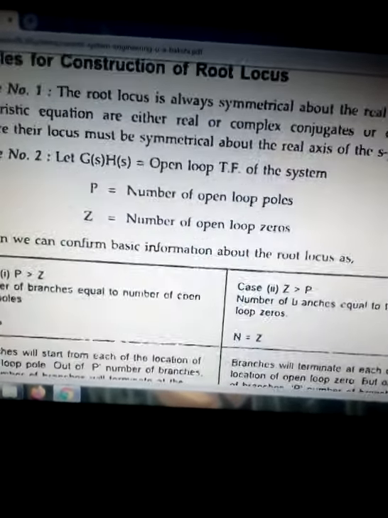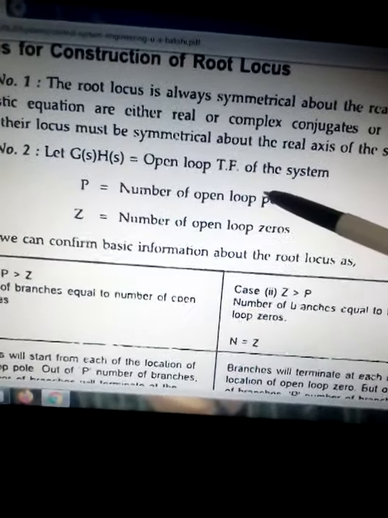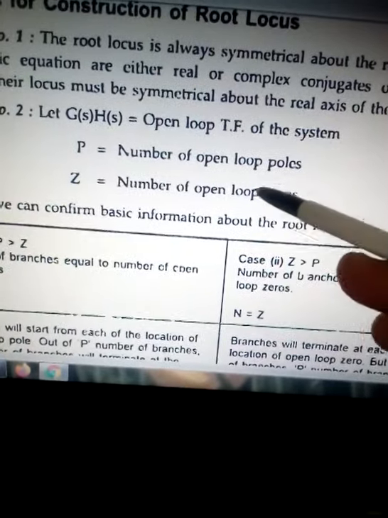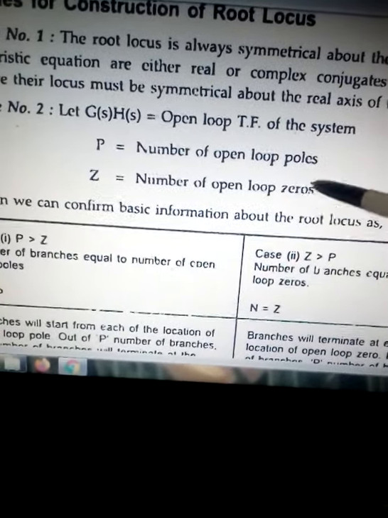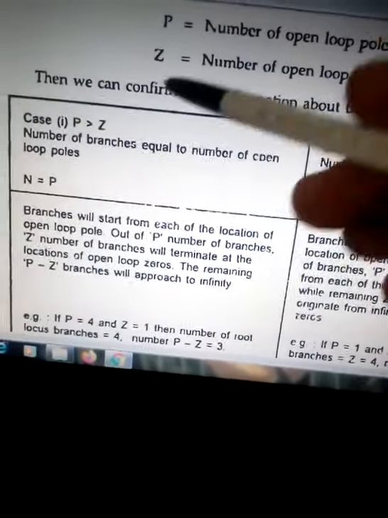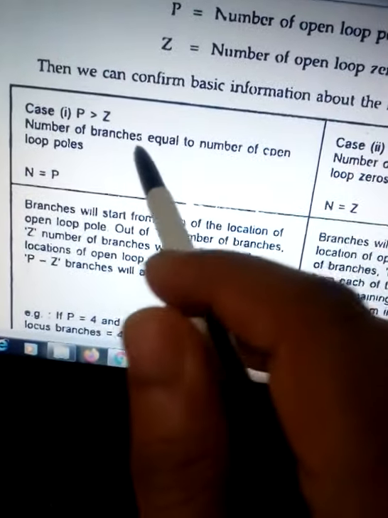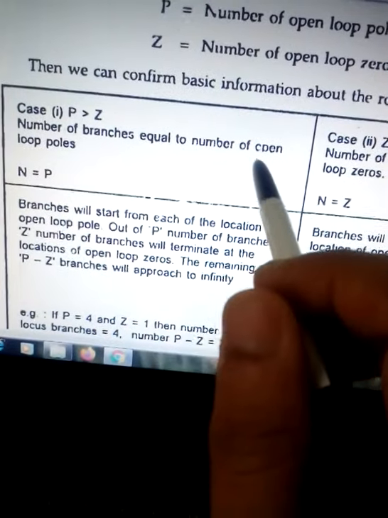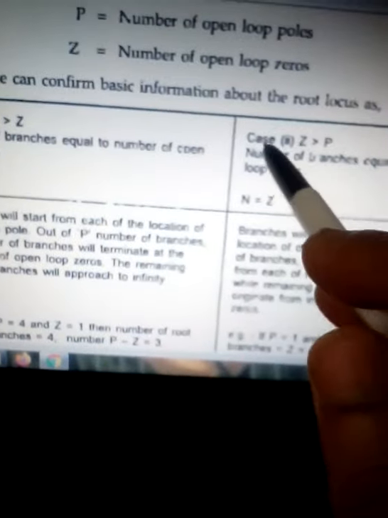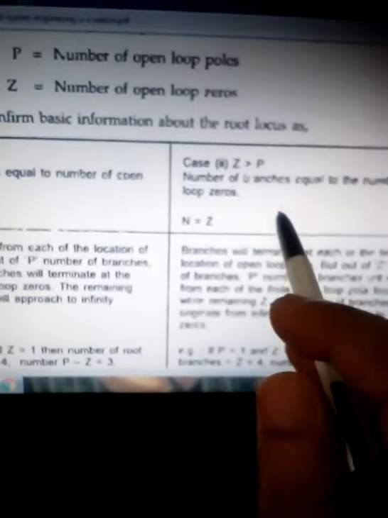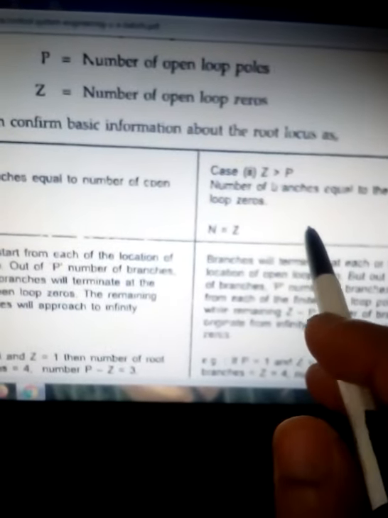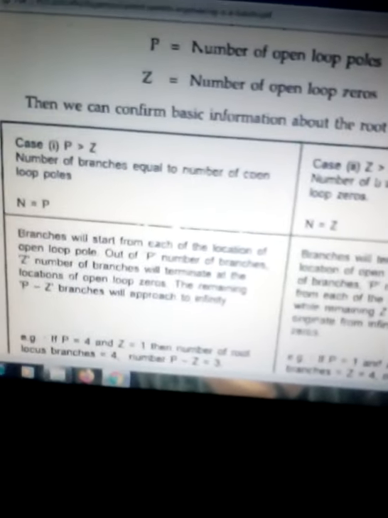Second one: if G(s)H(s) is the open loop transfer function, then P equals the number of open loop poles and Z equals the number of open loop zeros. So if P is greater than Z, the number of branches equals the number of open loop poles, that is N equals P. Then if Z is greater than P, the number of branches equals the number of open loop zeros.